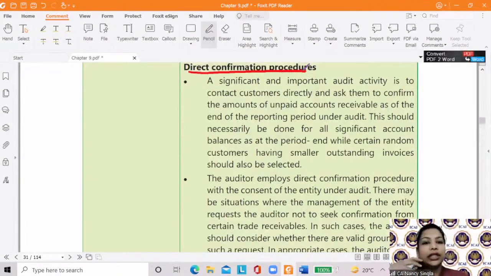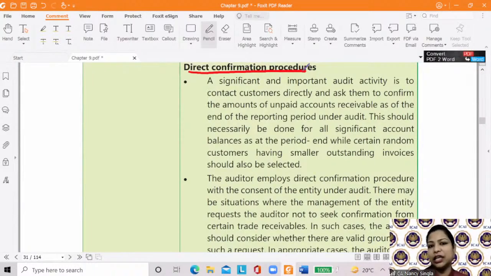So the auditor needs to contact the debtors directly, and the auditor can send the confirmation request to all the significant balance debtors, that is, the debtors who have significant amounts as at the end of the period. And with respect to small outstanding balances, the confirmation request can be sent on what? Sample basis, random customers को भेज सकते हैं. ठीक है.